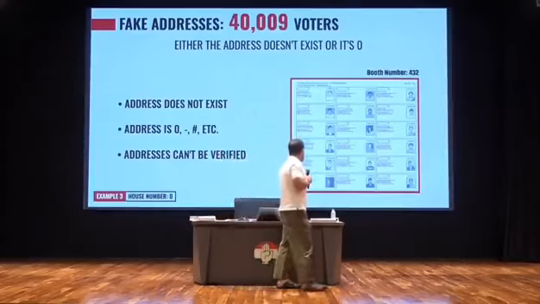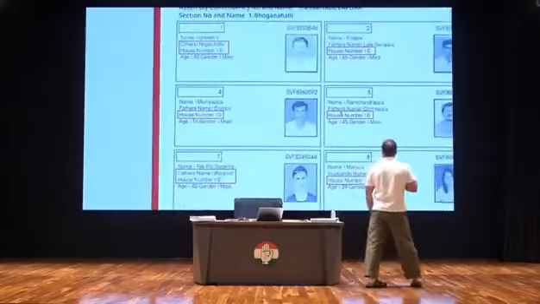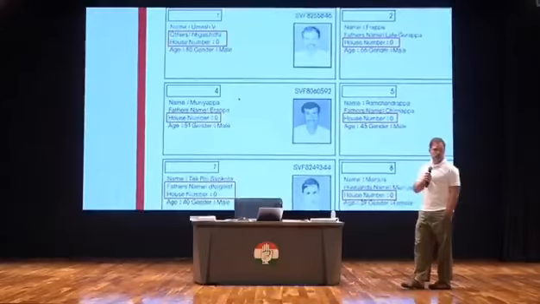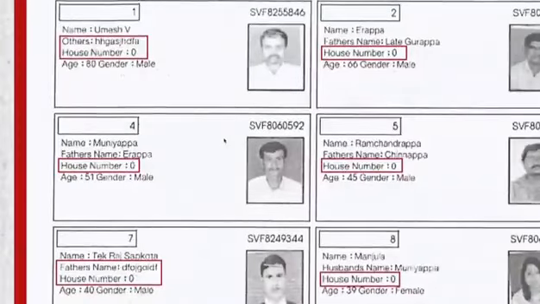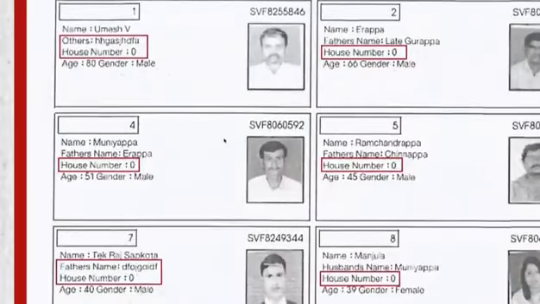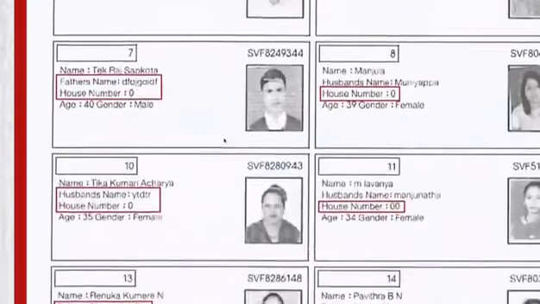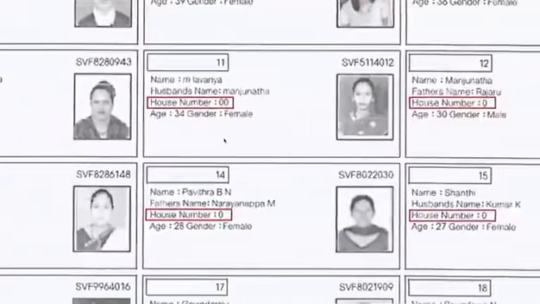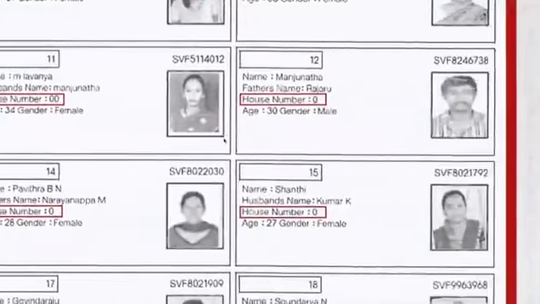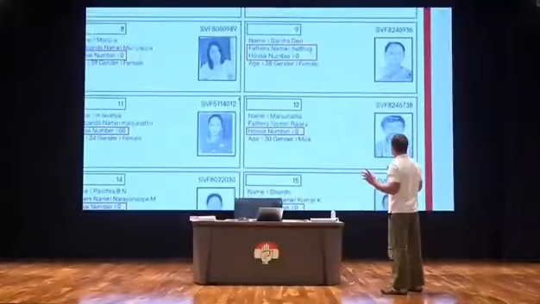Zoom in. House number 0. No, you're laughing. There are thousands and thousands of these people. No address, house number 0. House number 0, house number 0. 0. House number 0.